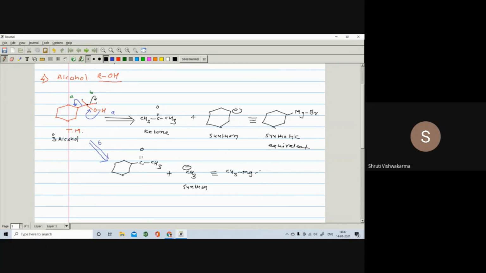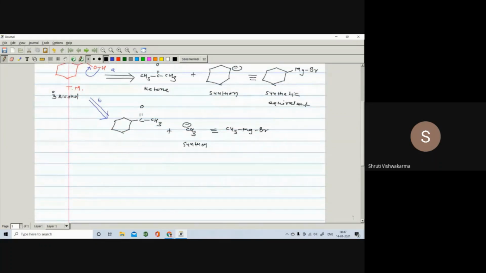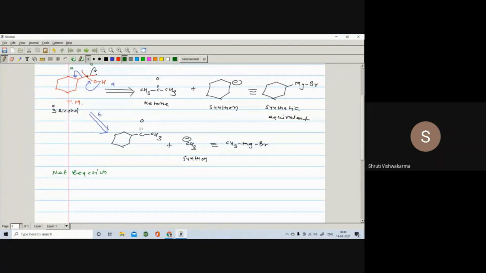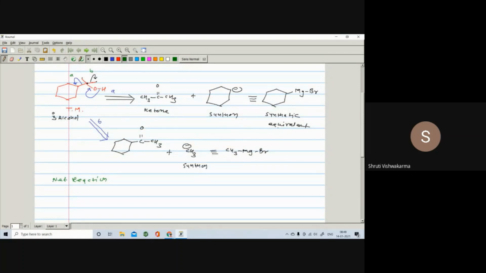So there are two ways we can prepare this compound. This is your disconnection, and now you have to write down the net reaction. What is the net reaction? The net reaction is the reverse of this. In the net reaction, you can take any one of them and write the corresponding net reaction. One is first by path A, or even you can write only one disconnection if they ask.